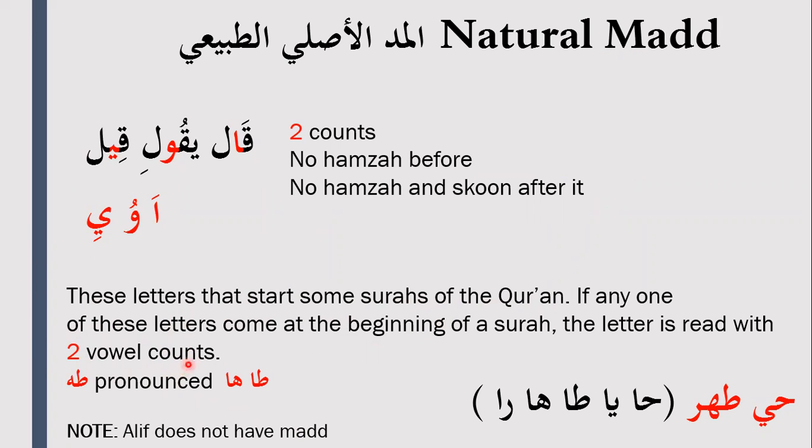And why is that the case? Inshallah, I will explain now. You see the surah that starts with Taha, and we say it with two counts. We say Taha, but why do we say it as Taha and not Taha? Why do we not make it short, and why do we have to make it long? And the answer is if we spell these letters out individually.